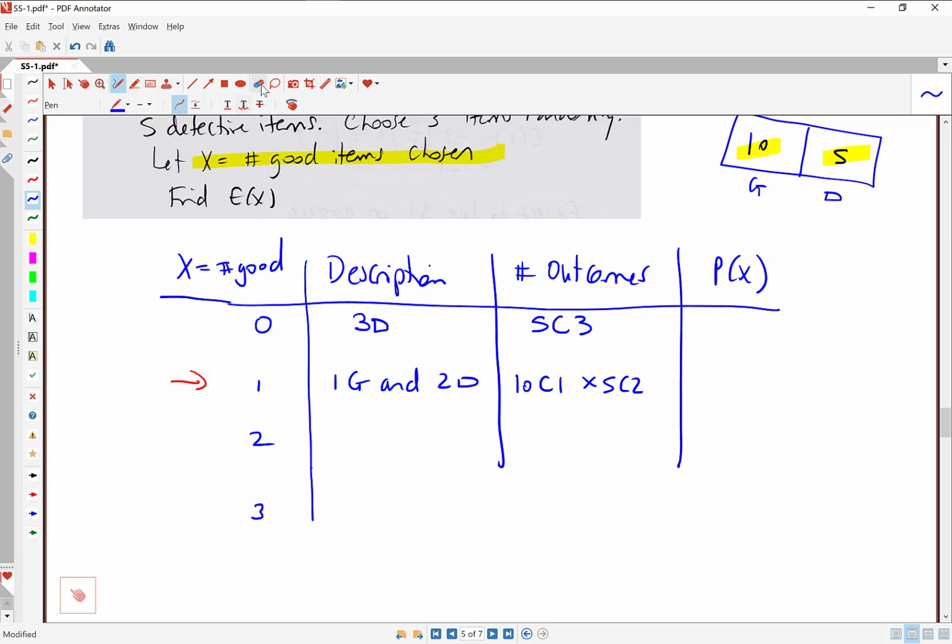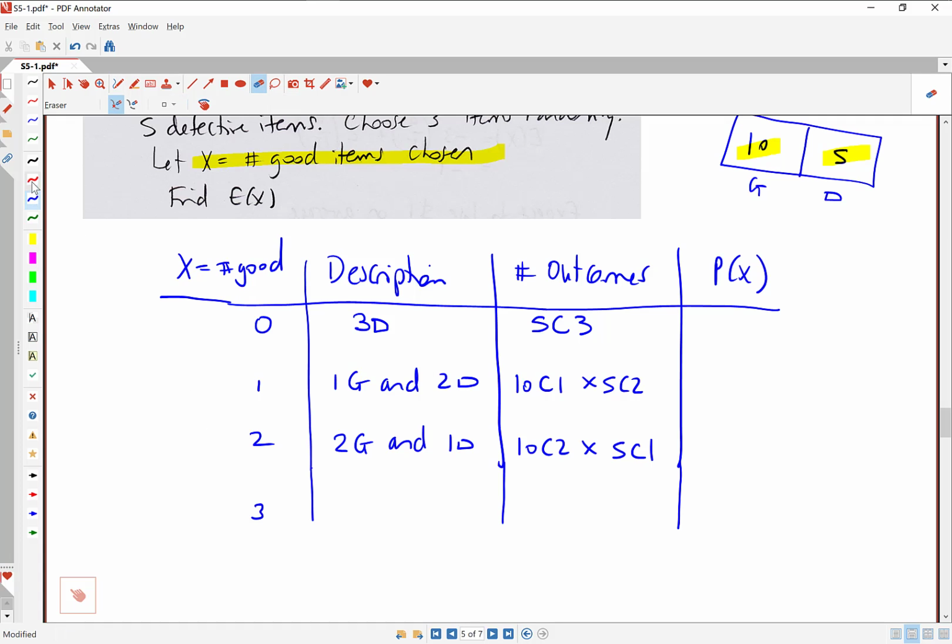So we're just going to continue through the rows of this table. Now we're going to talk about 2 good items. So right now that's an incomplete description. The full description would be 2 good and 1 defective. And let's count the number of ways. So from the 10 good items, choose 2, and prompts us to multiply. And then from the 5 defective items, choose 1. Okay, so we're making some progress here.